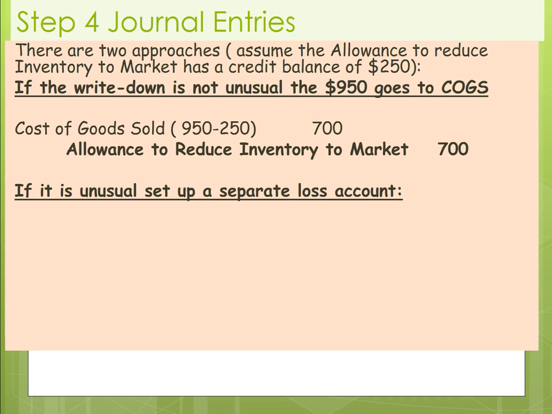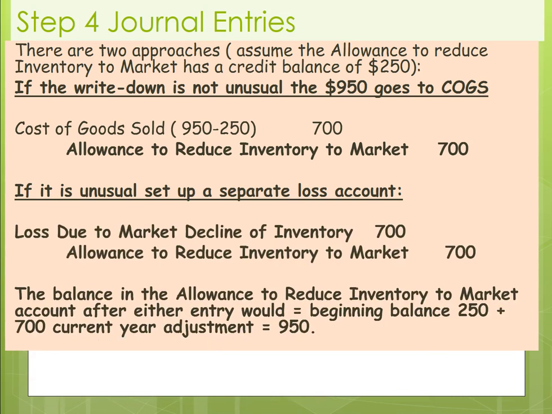If this is an unusual amount, then instead we would set up this separate account that would be part of other on the income statement called loss due to market decline of inventory, and allowance to reduce inventory to market. We'd use that same account. But again, after we do all of this, the balance in the allowance to reduce inventory to market should equal the total adjustment for the year, which in our example is $950. That completes how we would do lower of cost or market.